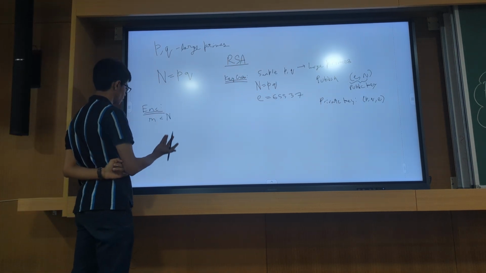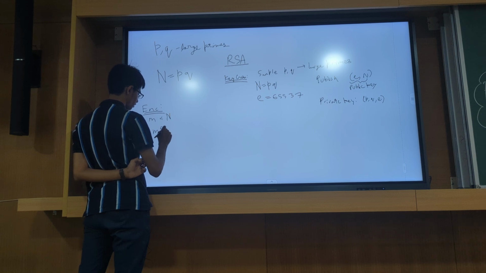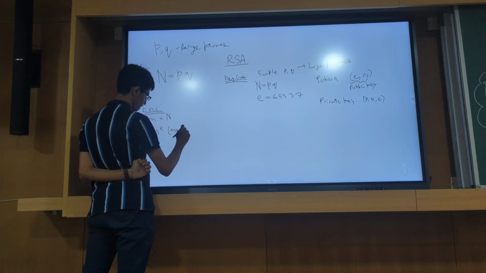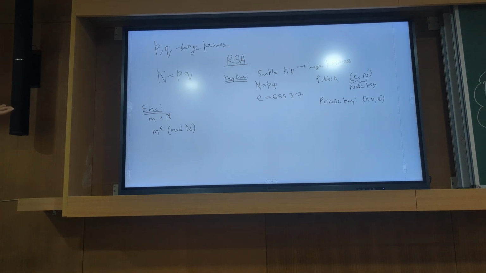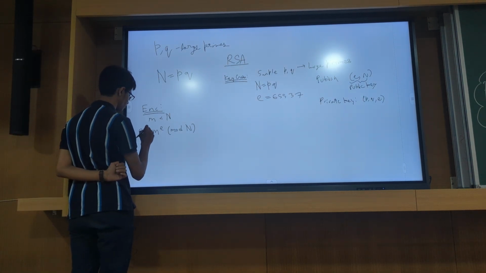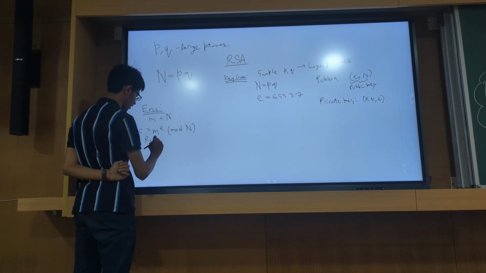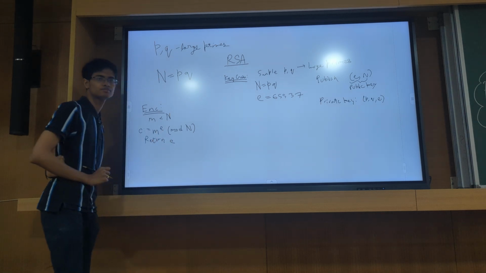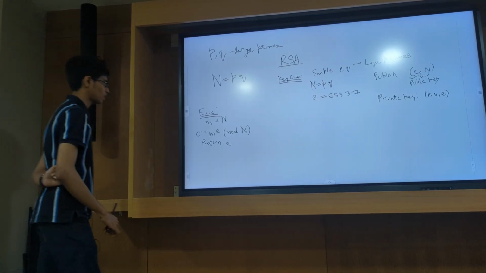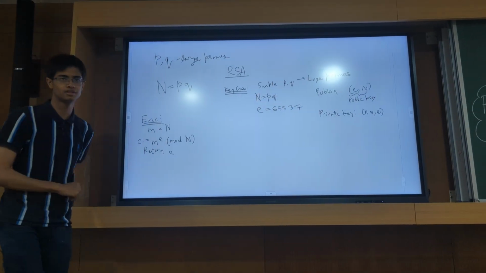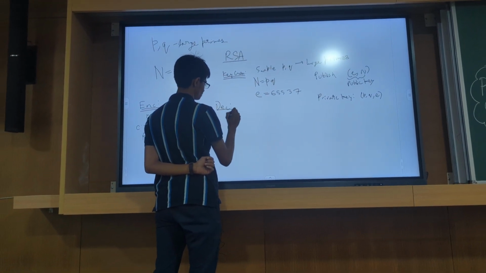So now what Alice is going to do is compute m to the power e mod n. This she can compute, right? She knows n, she knows e, and this is her ciphertext c. And Alice is just going to send c to Bob. Now the question is, how will Bob recover m? So this is what Bob does.